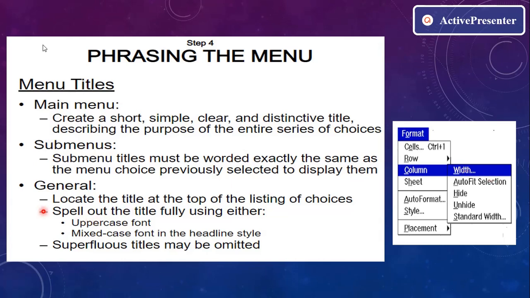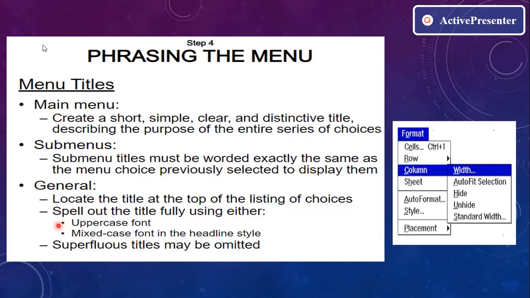The next point is general. Locate the title at the top of the listing of choices. Always remember that you cannot keep this title somewhere else. You have to keep the title always at the top of the listing of choices. So now you have choices. How many choices do you have for Format? 1, 2, 3, 4, 5, 6, 7. You have 7 choices, and for these 7 choices you have kept the title, that is Format.